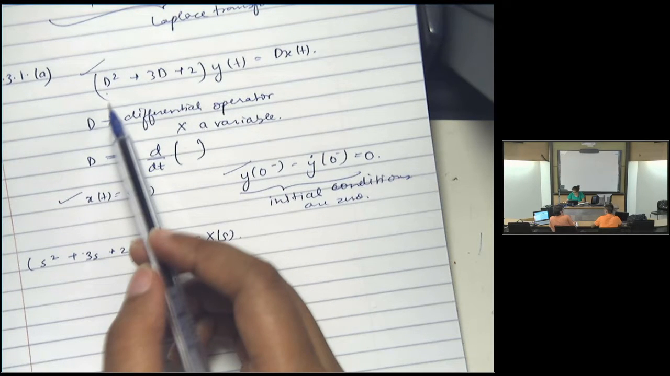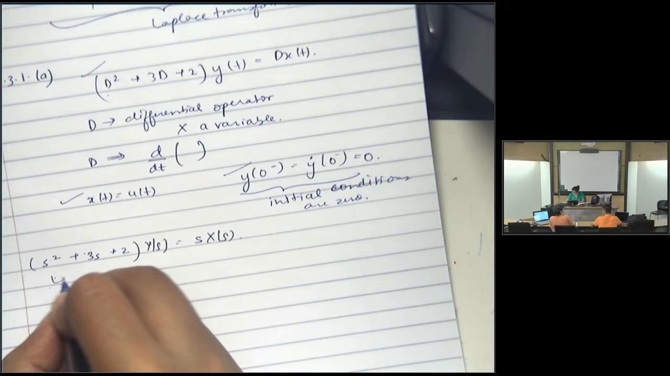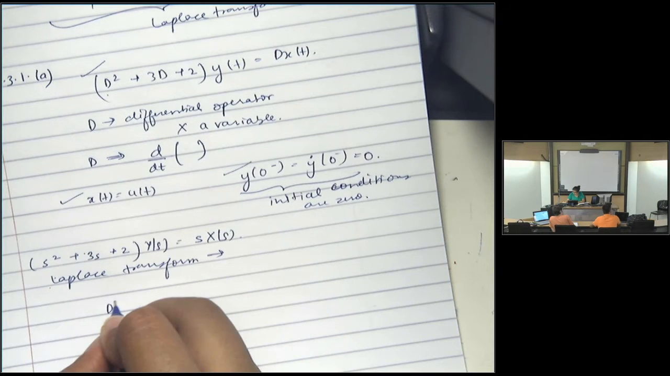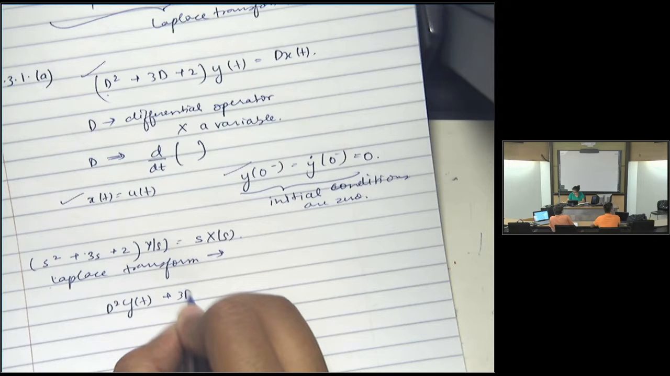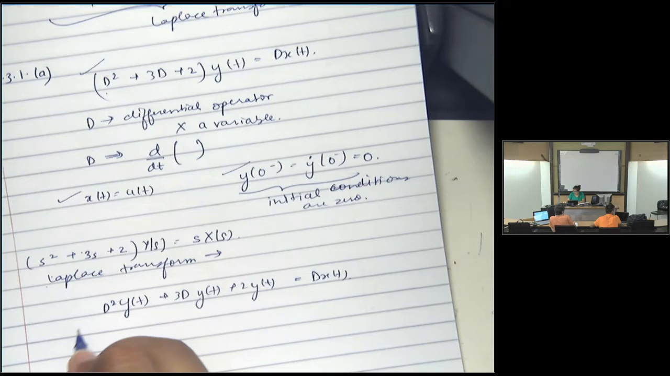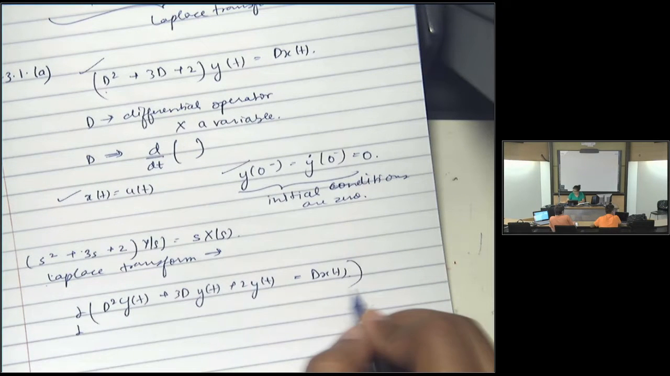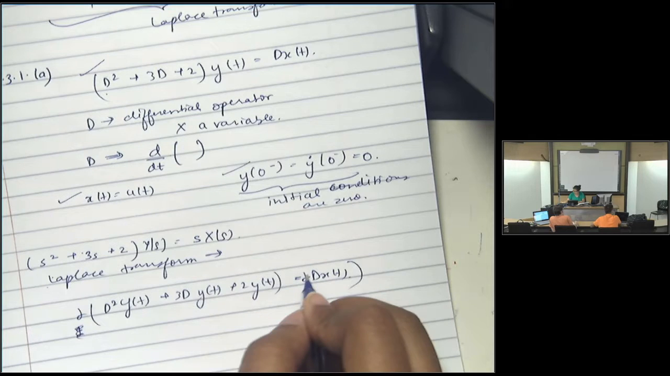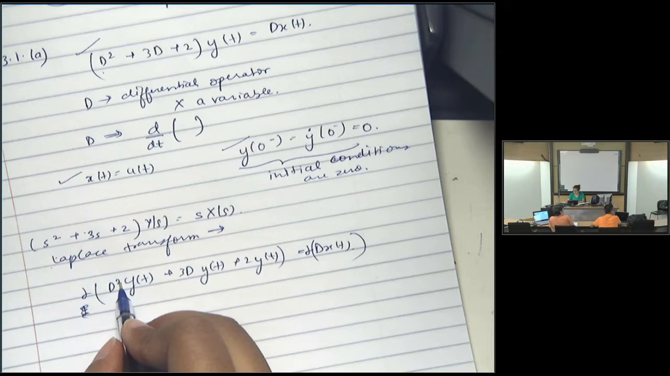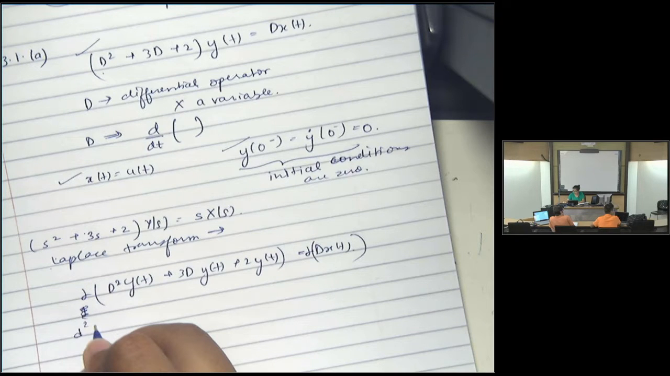Let me explain that to you. The equation that we have is D squared y of t plus 3D y of t plus 2 y of t is equal to D x of t. I'm taking the Laplace of both sides. Whenever I have a double derivative, this is equivalent to d squared y of t over dt squared.